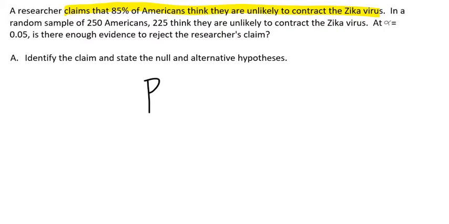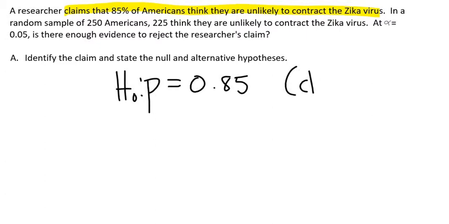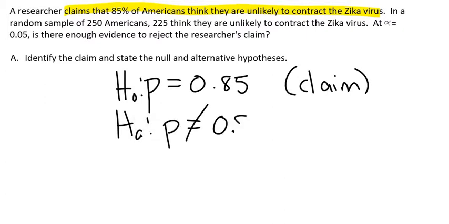Notice that there are no key phrases like greater than, less than, or at most. So this is simply going to be equal to 85% or 0.85. Now because this one has the equal sign, this is going to be our null hypothesis. So we're going to state that our claim is our null hypothesis. The alternative is going to be the complement, which is p is not equal to 0.85.